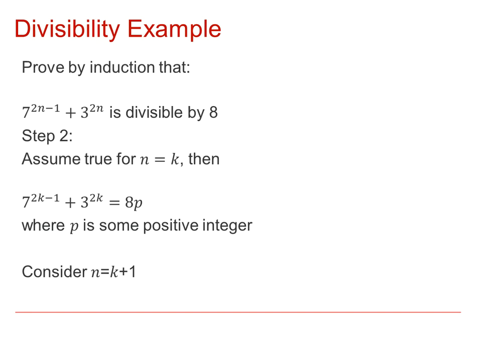So we're saying here that let's assume that 7 to the power 2k minus 1 plus 3 to the power 2k is equal to 8 multiplied by p. In other words, 8 is a factor of the expression. And now what we need to do is to consider what happens when n is equal to k plus 1.